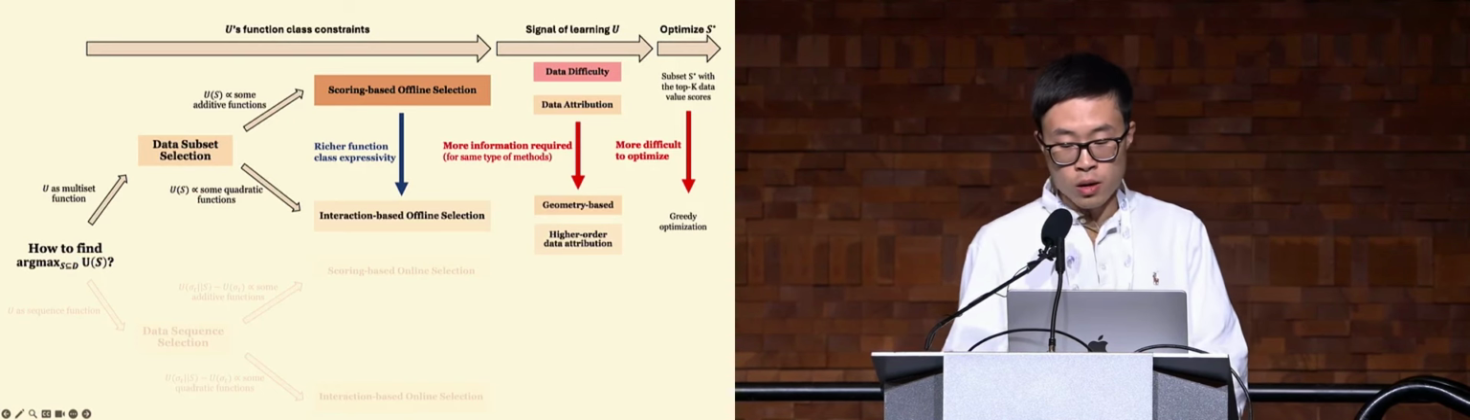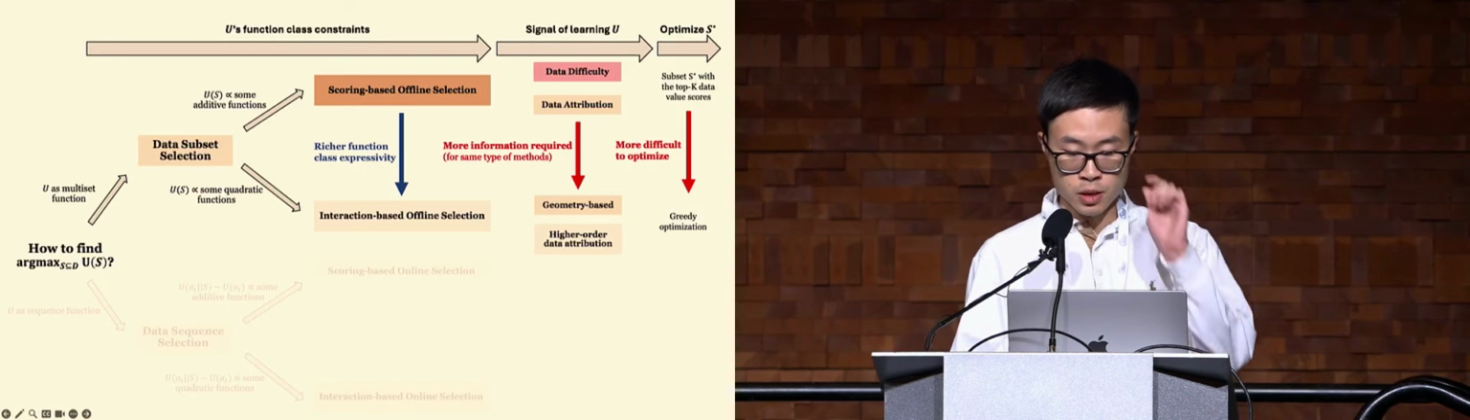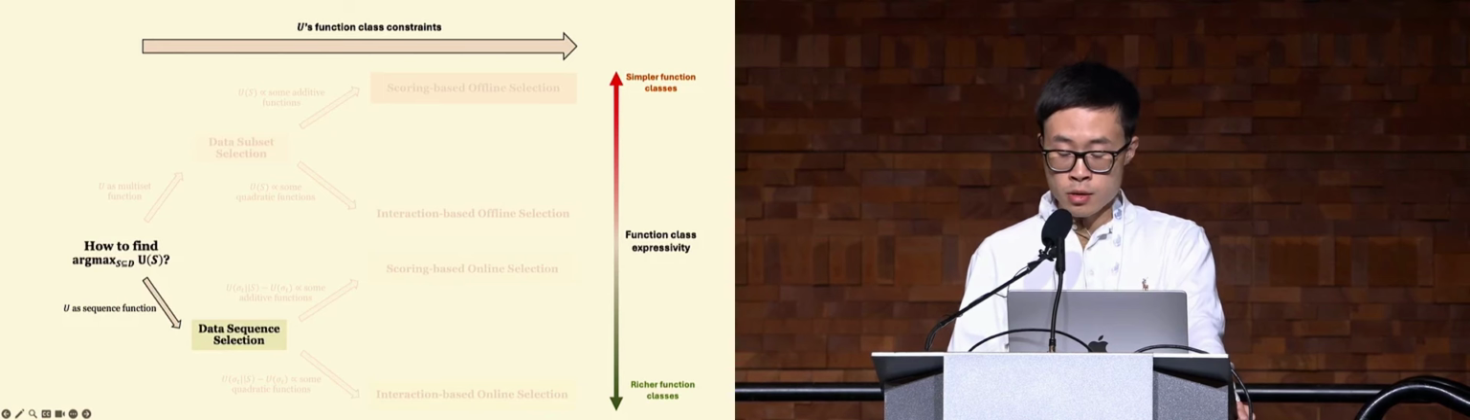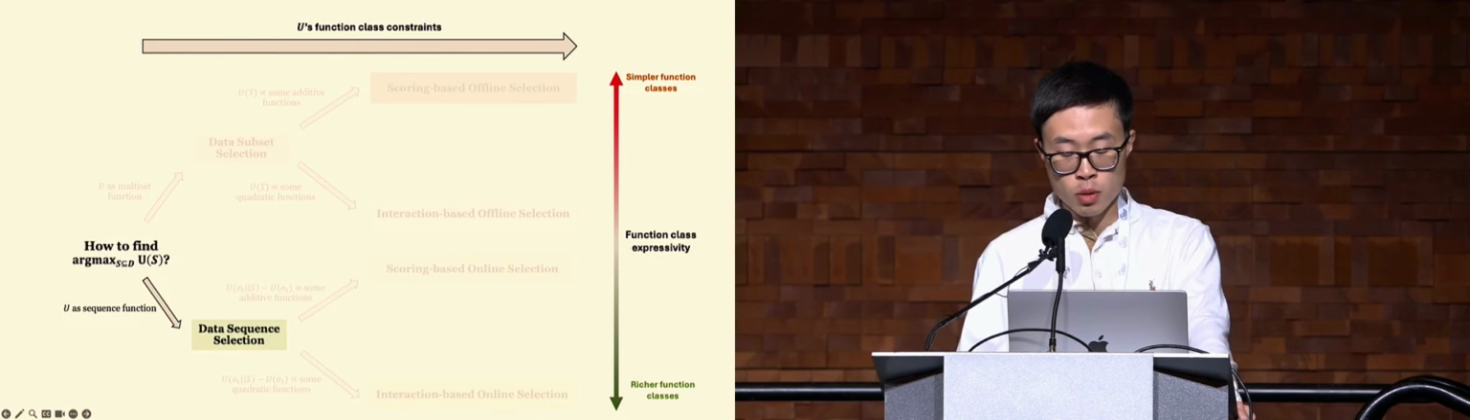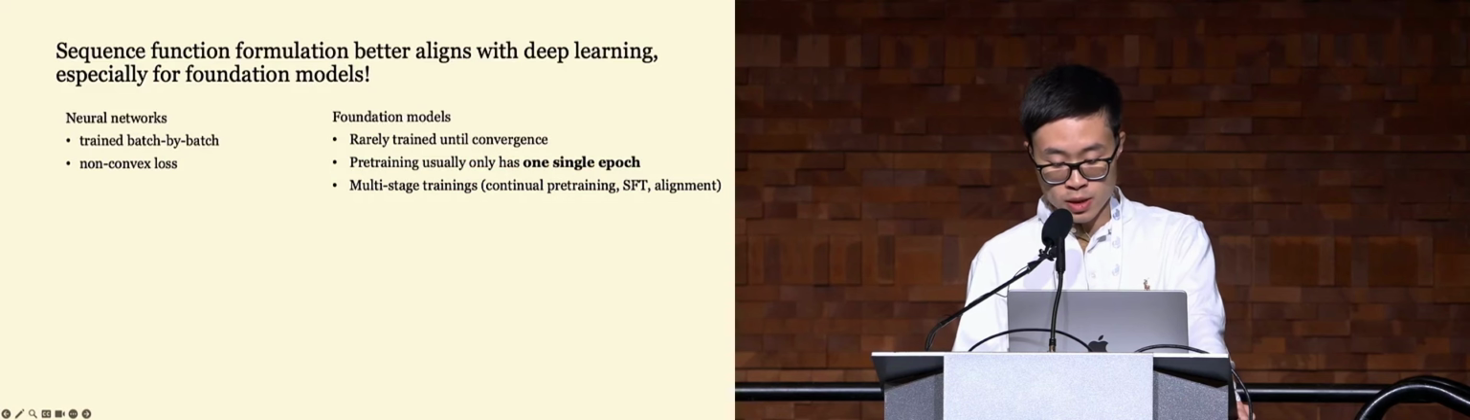Okay, so overall, when we move from scoring-based to interaction-based methods, we are trading simplicity for expressiveness. We get a richer function class, allowing us to capture more complicated relationships and potentially align better with the actual model training. However, obtaining the signals to learn such a quadratic utility function can often be much more expensive. And finally, the optimization is also much more challenging.